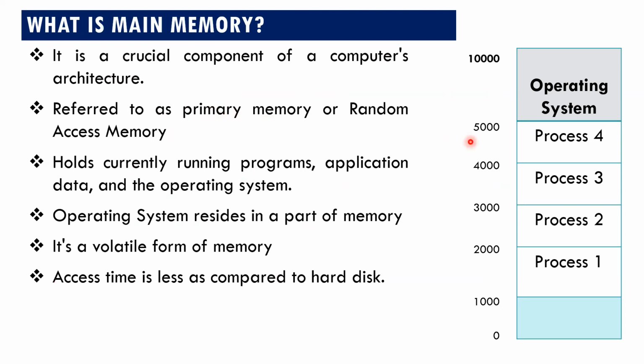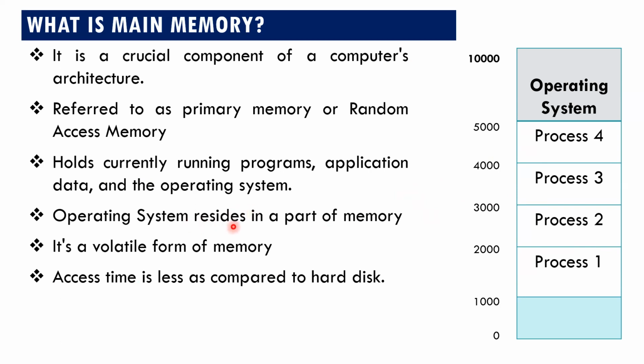This main memory holds all the currently running processes and the corresponding data and also the operating system. So if you look at the main memory, it stores the operating system. The OS has to be loaded whenever you switch on the computer. Only then can you execute the remaining applications. So basically, main memory holds the operating system and also all the currently running processes and their data.